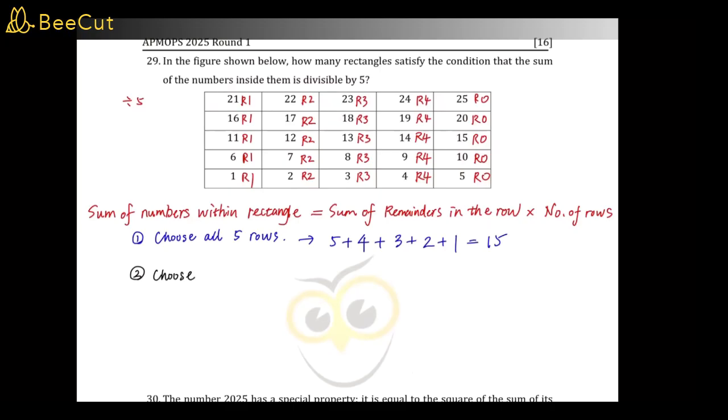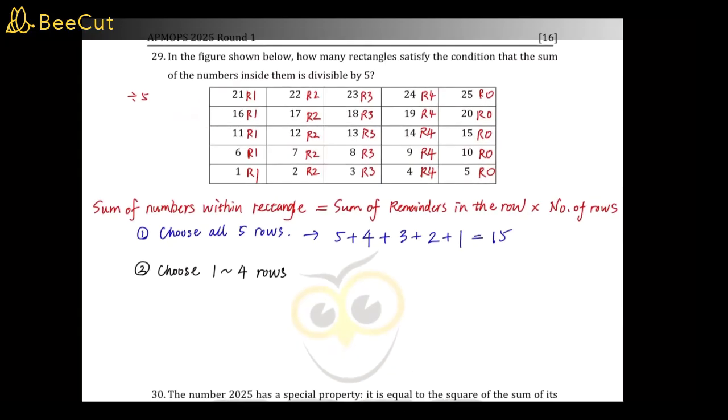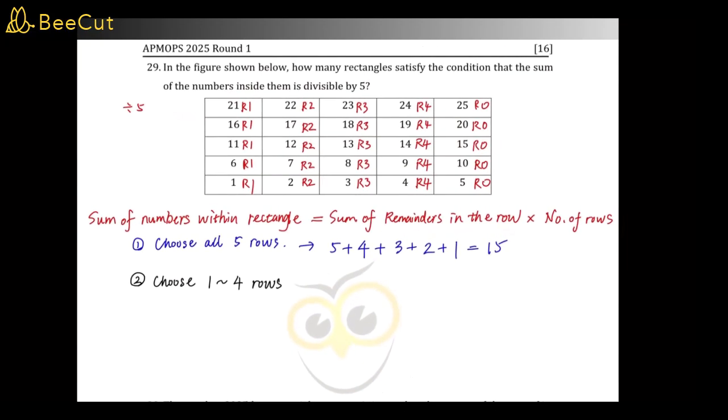Then we check the other cases where you choose one row, any number from 1 to 4 rows. Choose a number from 1 to 4. Then we have to make sure that the sum of remainders in the row is divisible by 5. Because if you're just choosing, let's say you choose 2 rows, times 2, if the original number is not divisible by 5, it doesn't matter if you times 2 or not. So for the numbers in the same row, we need to choose them such that it's divisible by 5.